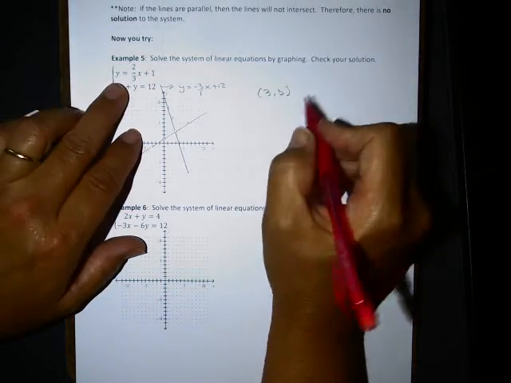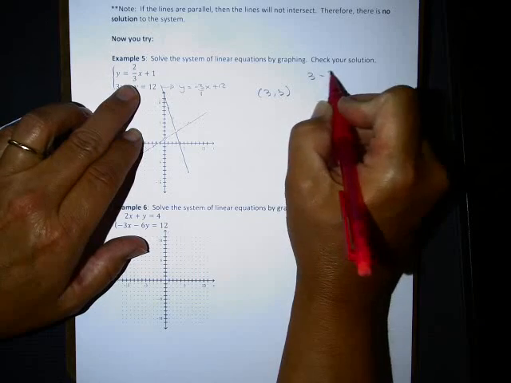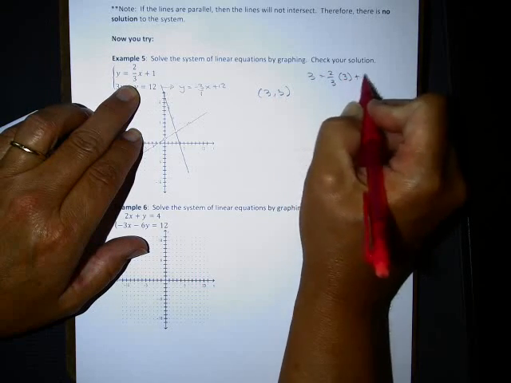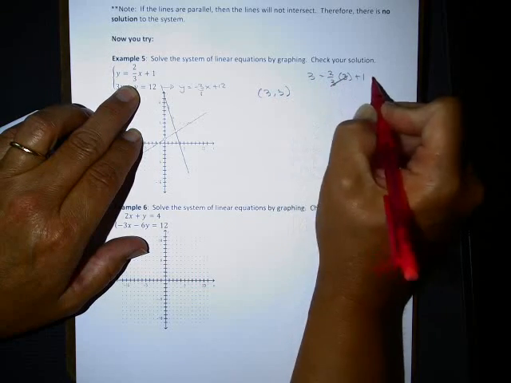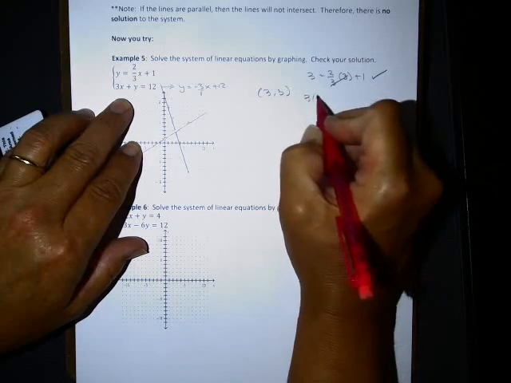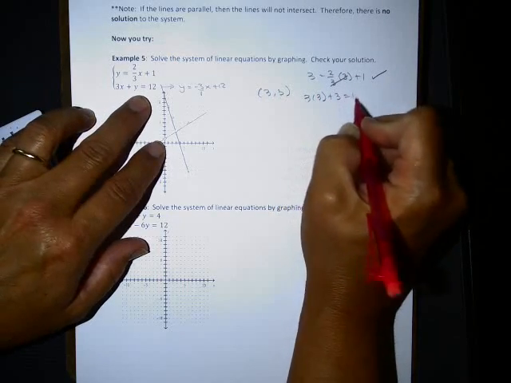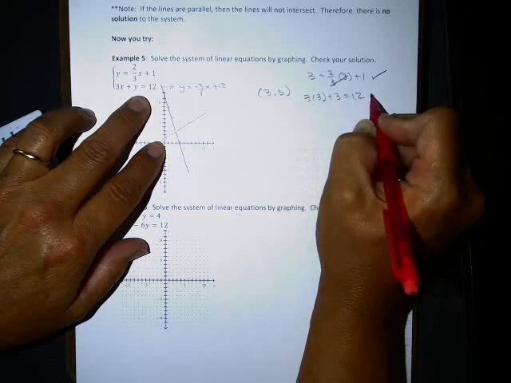And I can check that solution. Is 3 equal to 2/3 times 3 plus 1? Is 2 plus 1 equal to 3? Yes. Is 3 times 3 plus 3 equal to 12? Is 9 plus 3 equal to 12? Yes.